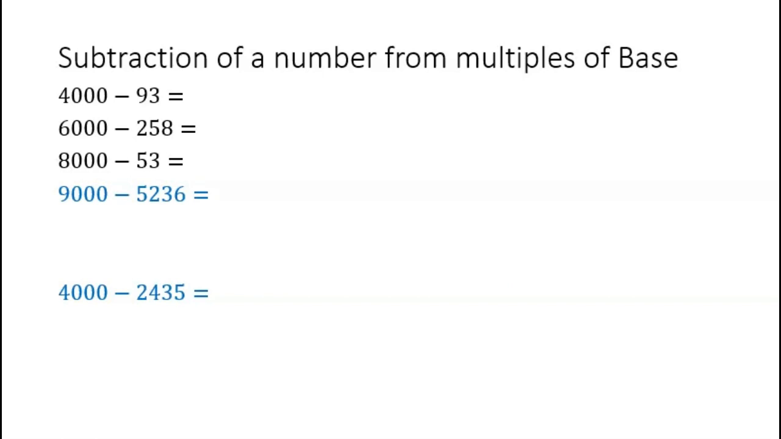Now if you look at these numbers, these are also similar kinds of problems. The only change is that here, instead of taking the base, we are taking multiples of the base. So because we have 4000 minus 93, to explain to you, we can write this as 3000 plus 1000 minus 93. This step you can do mentally, but anyway I have written it.